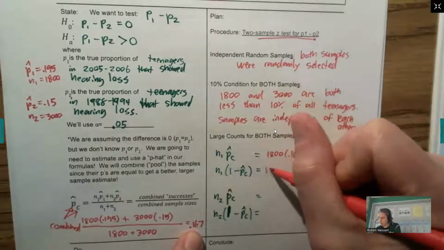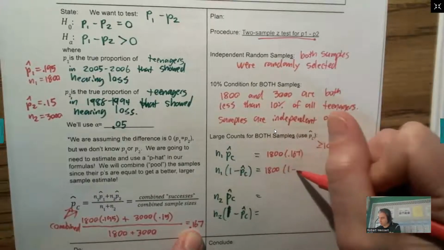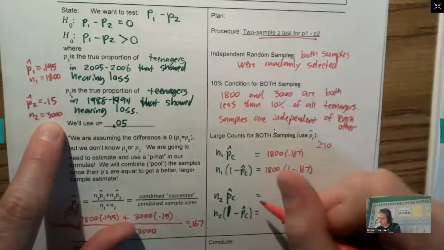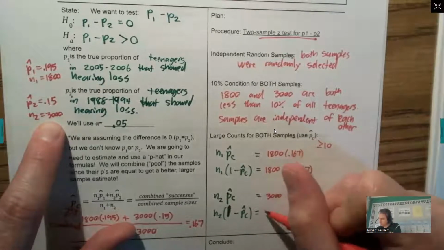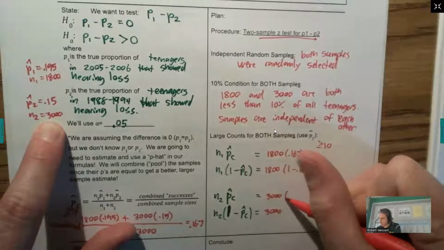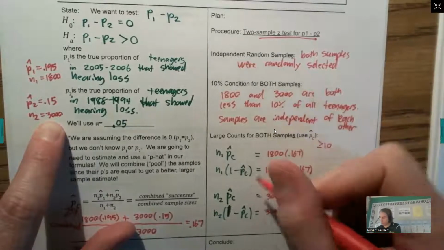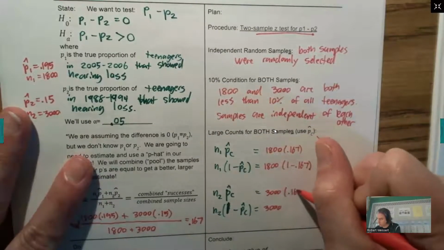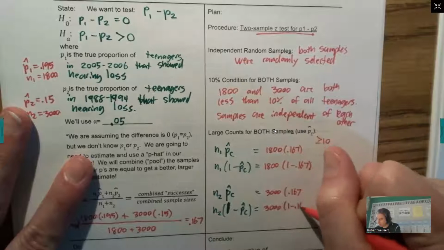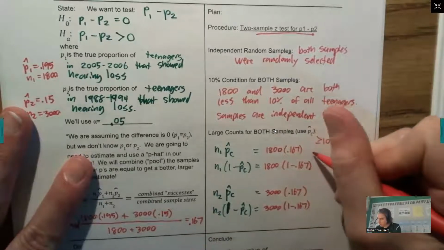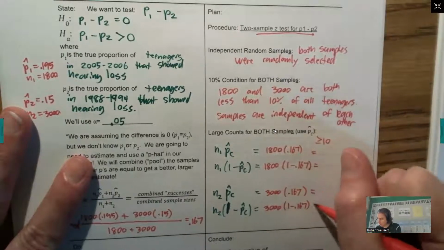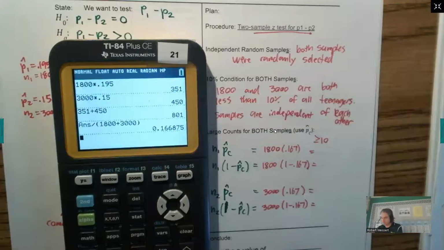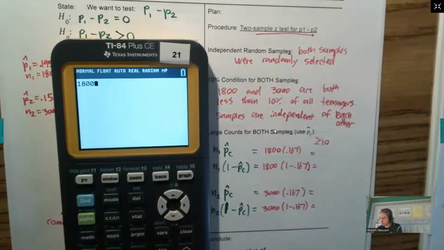I'm going to do the same thing here, 1800 times 1 minus 0.167. And I'm going to use my 3000 for N2. And I'm going to use the same pooled proportion because they're assumed to be true. So we don't want to change them. 0.167 and 1 minus 0.167. And of course, all 4 of those should be greater than or equal to 10. So we'll just double check that in the calculator and calculate those numbers out. We still got to calculate them.